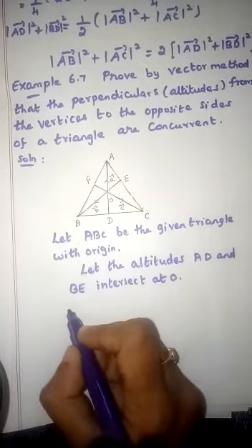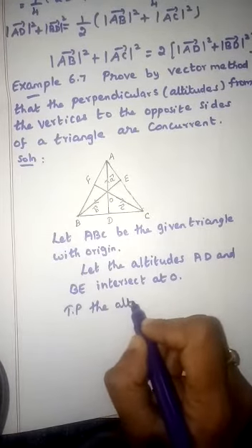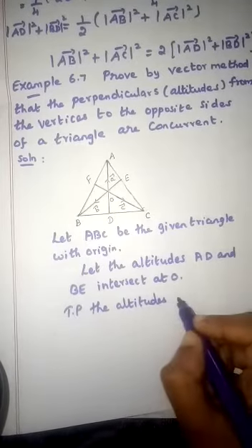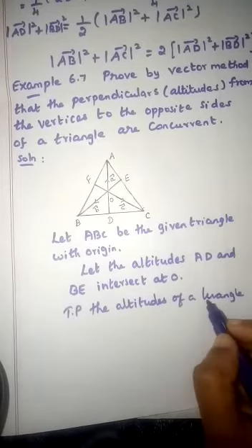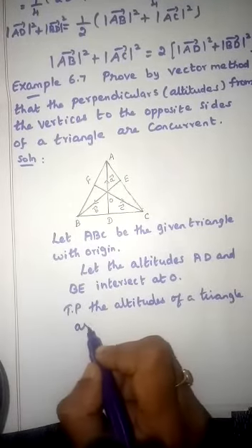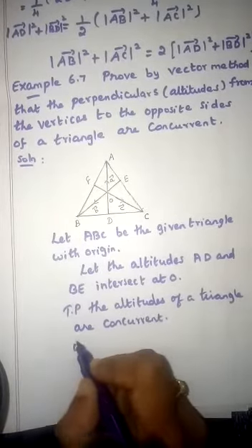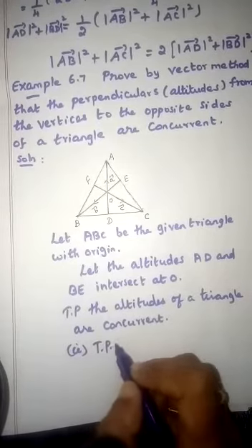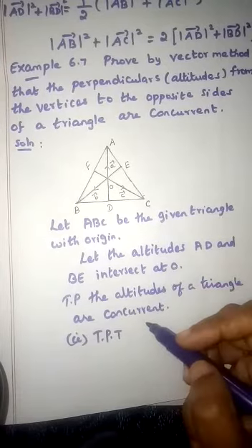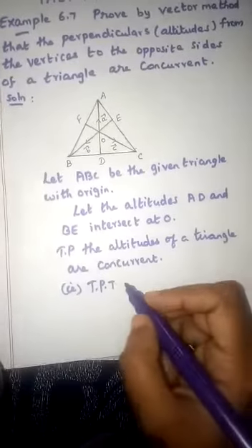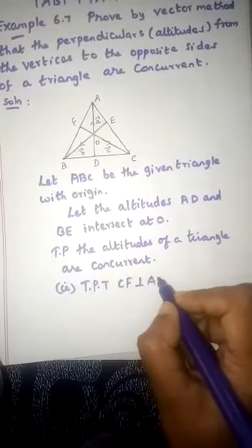Otherwise, to prove that the altitudes of a triangle are concurrent, this only I have to prove. So how am I going to prove it? I took two altitudes that intersect at O. Now I want to say that the third altitude, that is CF, is perpendicular to AB.